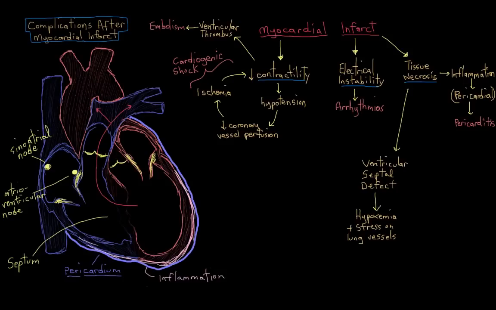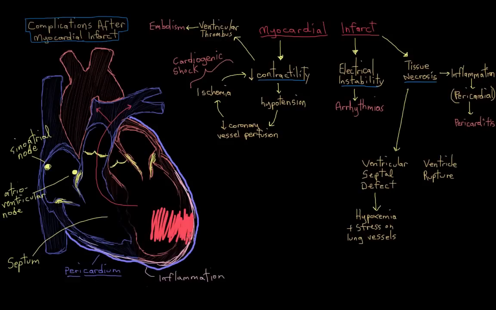What else will tissue necrosis do? Well, what if you get that necrosis over on this side? Or really any other muscle that forms the outer wall of the heart? Well, where do you think blood in the heart would go if all of a sudden there was no wall anymore? It would just burst out of the heart. So tissue necrosis can also cause a rupture of the ventricle.